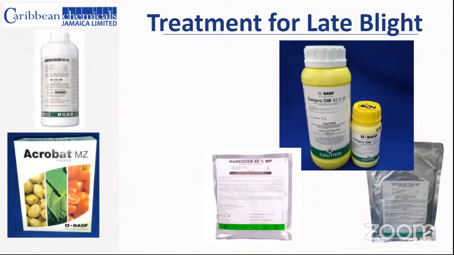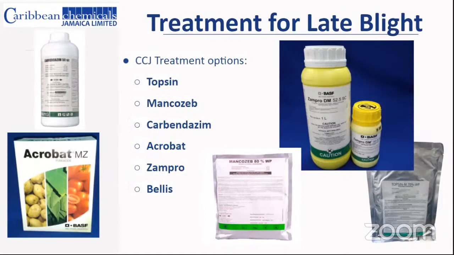In terms of treatment options, we have carbendazim, Acrobat, Topsin, Zampro, and Bellis. A very good combination would be mancozeb with carbendazim, because mancozeb acts as a protectant, and the carbendazim gives you your systemic treatment. Acrobat gives you both contact and systemic control, likewise Zampro, and Topsin gives you systemic control as well. Each of these products can be used individually or in cocktail treatments or combinations, depending on the issues you're trying to treat.